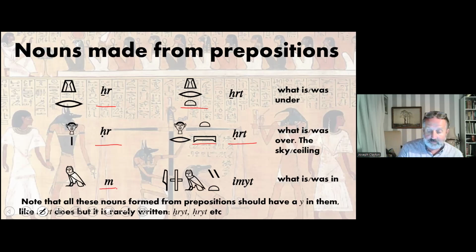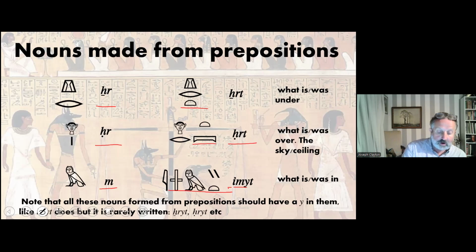Or you can have M, but if you look at this, we've got imit, what is or was in. Okay. Now, as I've noted there at the bottom, they all should have a Y in them, but it's rarely written. It should really be herit, like it is with imit. But now, remember, M has got an I on the beginning, because if you add anything to the M, you have to put an I on the front of it. So if you want to say "in me" or "in him" or "in her", all those kind of things, you have to put an I on the front, if you look on your sheet. So that's why you get that with imit. It's not just mit, it's imit.